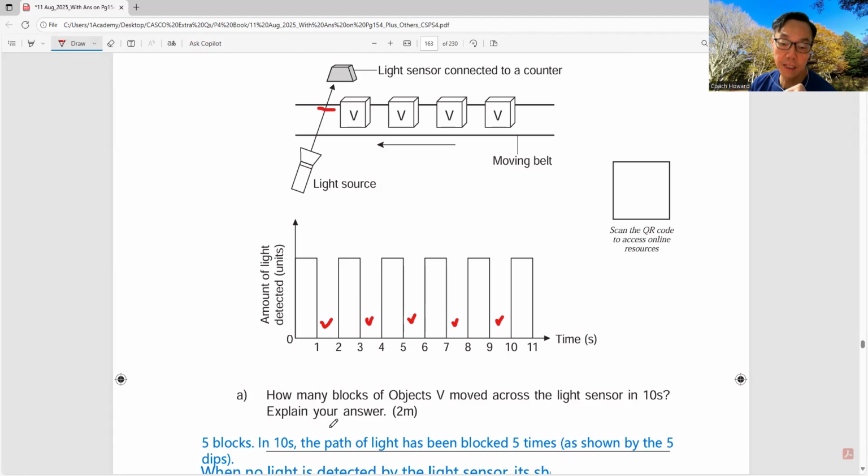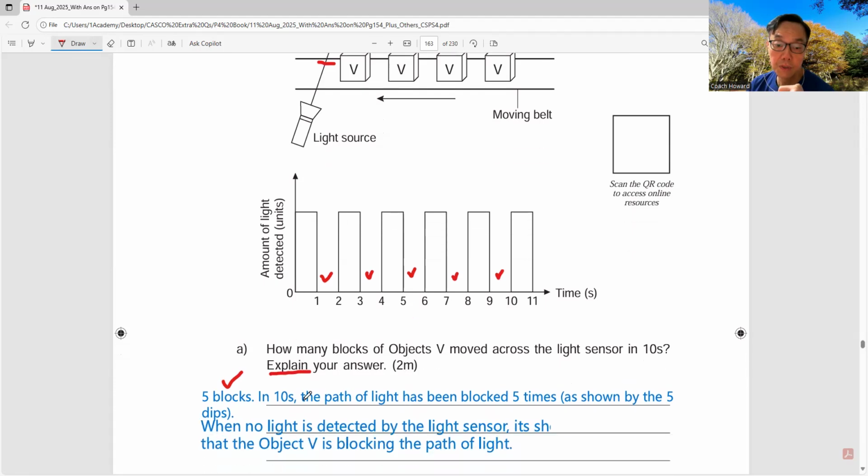So in 10 seconds, the path of light has been blocked 5 times, because you need to explain your answers. If this question is changed to state the number of blocks that move across the light sensor in 10 seconds, this would suffice: 5 blocks. But you are being asked to explain, so you must explain in terms of scientific concepts. So in 10 seconds, the path of light has been blocked 5 times as shown by the 5 dips or 5 depressions. When no light is detected by the light sensor, it shows that object V is blocking the path of light.